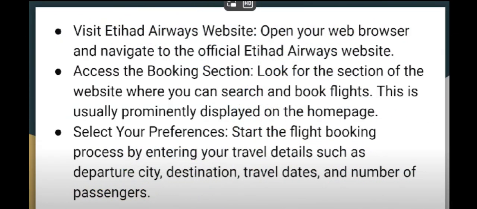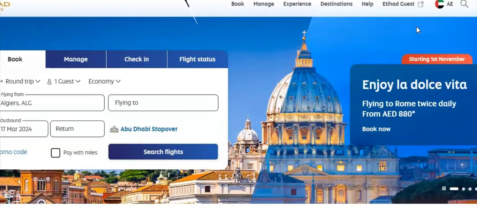Open your web browser and navigate to the official Etihad Airways website. Look for the section of the website where you can search and book flights. Start the flight booking process by entering your travel details such as departure city, destination, travel dates, and number of passengers.